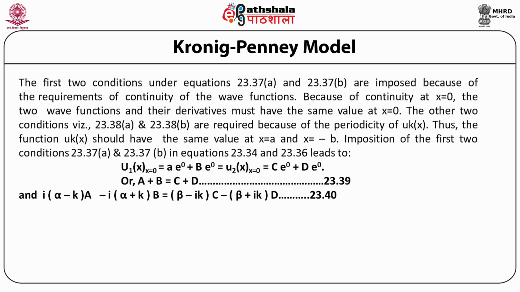Imposition of the first two conditions, that is 23.37a and 23.37b, in equations 23.34 and 23.36 leads to u1(x) at x equal to 0 is equal to A e^0 + B e^0 is equal to u2(x) at x equal to 0 is equal to C e^0 + D e^0, or A + B is equal to C + D, as is given by equation 23.39, and i(α − k)A − i(α + k)B is equal to (β − ik)C − (β + ik)D, as represented by equation 23.40.